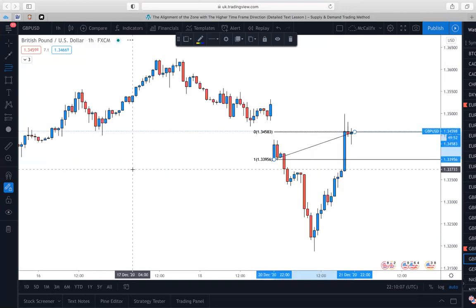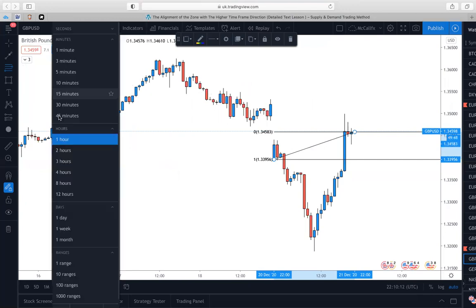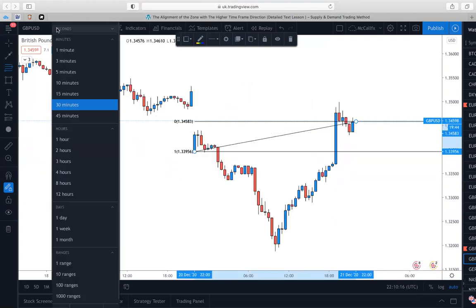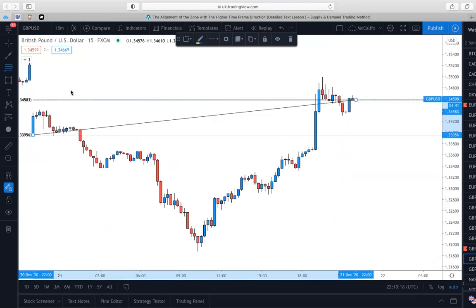So you switch to the 1 hour time frame. Am I seeing a zone? I'm not seeing a zone. You switch to the 30-minute time frame until you find a zone that you are looking for, right?